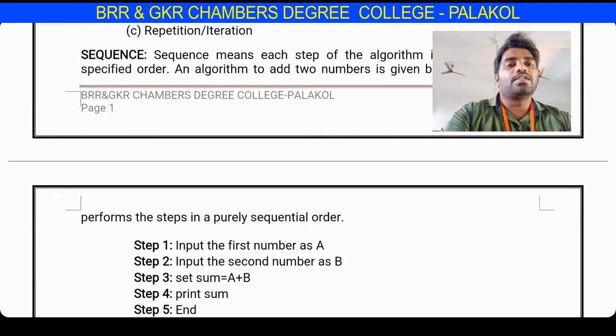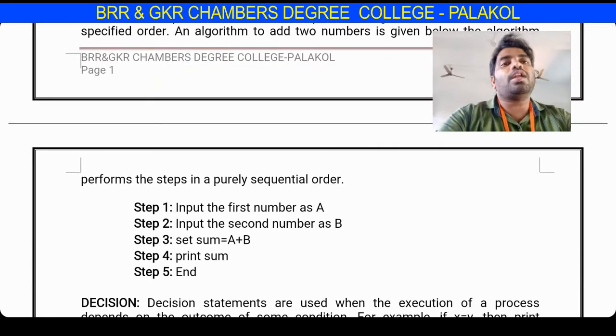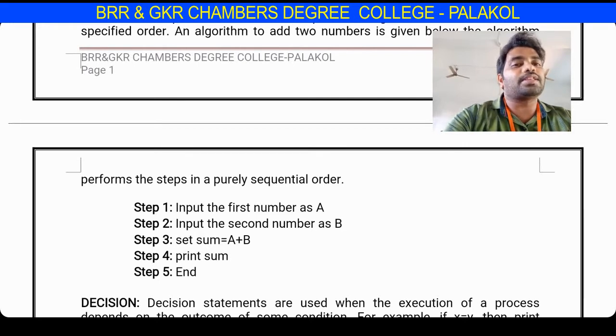Suppose a small algorithm for the addition of two numbers. This totally depends upon the variables. Addition of two numbers: sum is equal to a plus b. A is one variable, b is another variable. A is the first input value, b is the other input value.